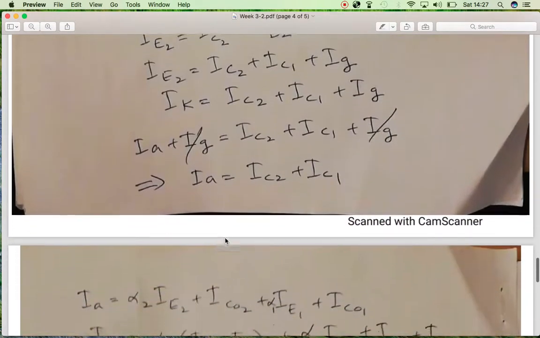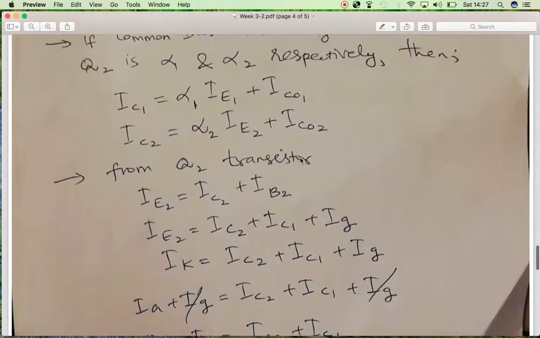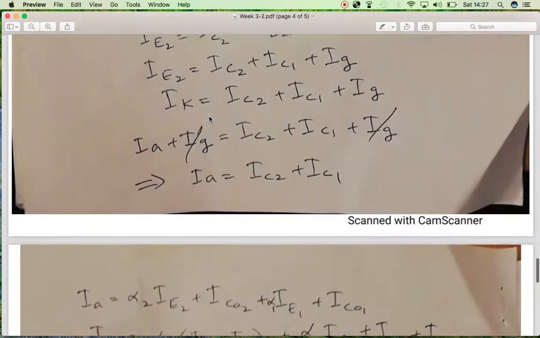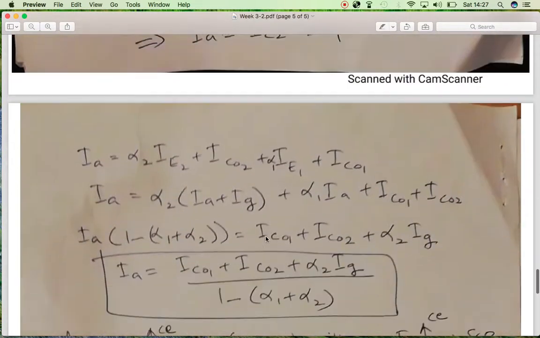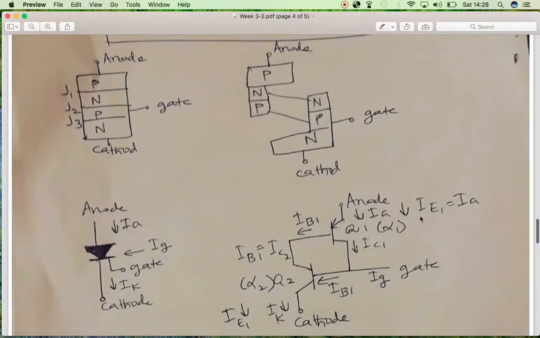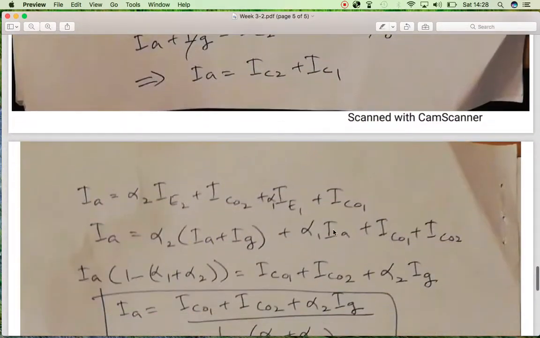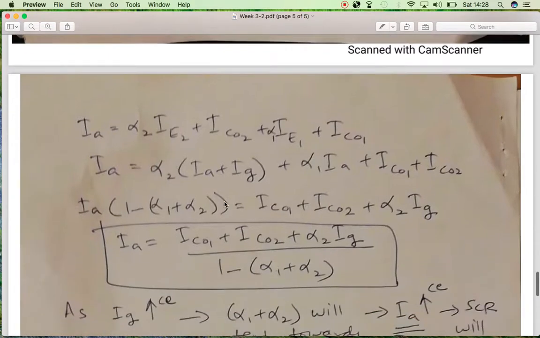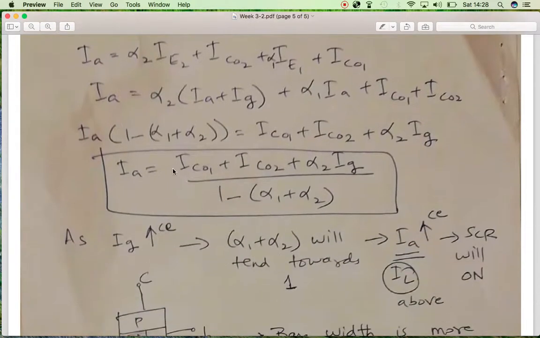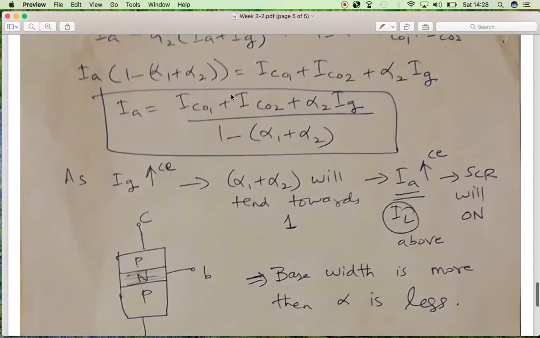We are left with this value where we have the anode current, and we have IC2 plus IC1. We have put these two values of IC1 and IC2 over here. We have put the value of IE2 again over here, and IE1 is equal to IA. We have put the value of IE1 equal to IA, and we have rearranged the values, taking all values on the right hand side instead of the anode current, and we can see we have come up with this equation.